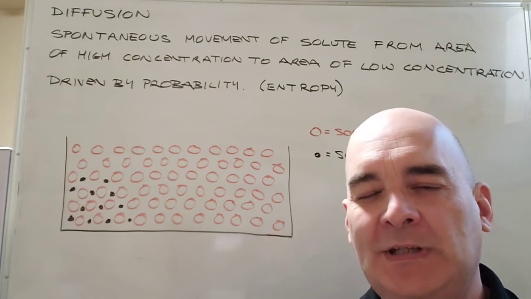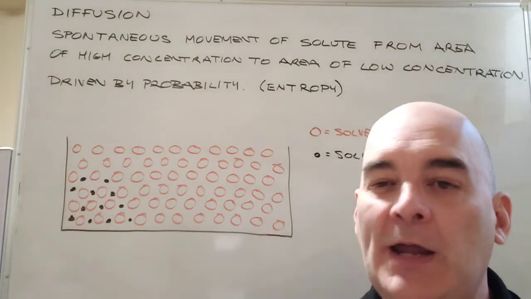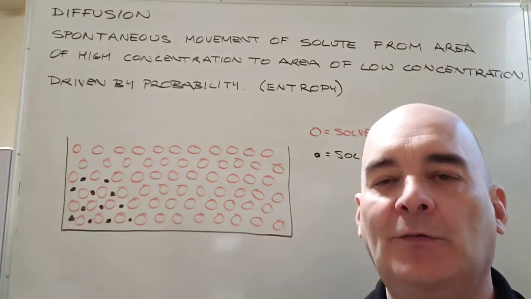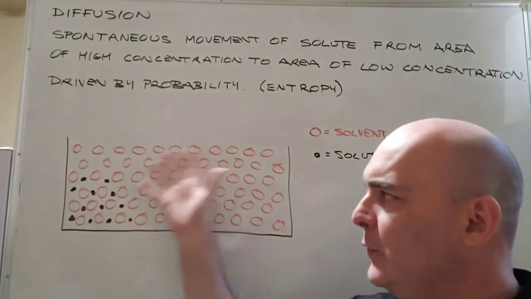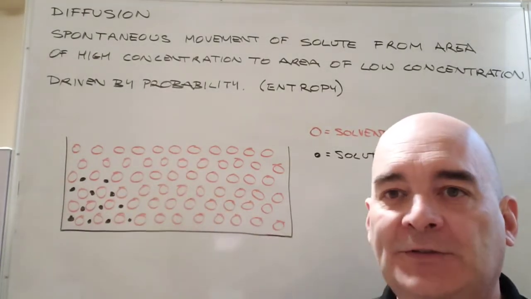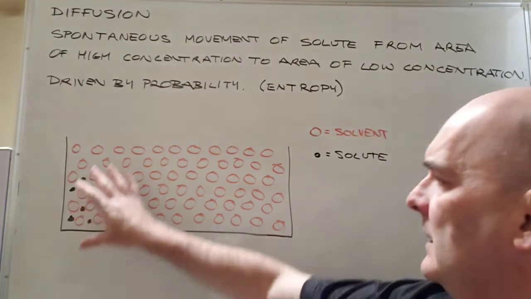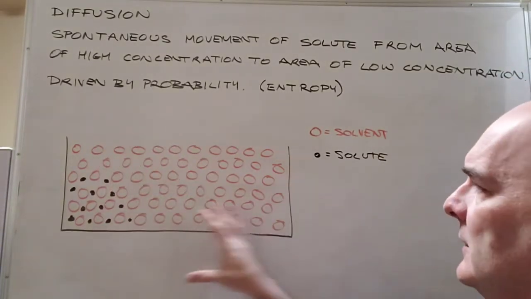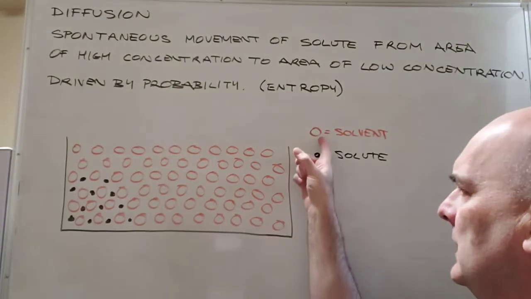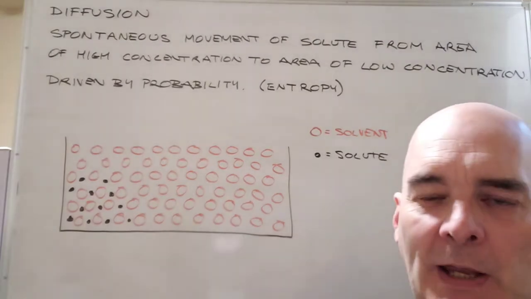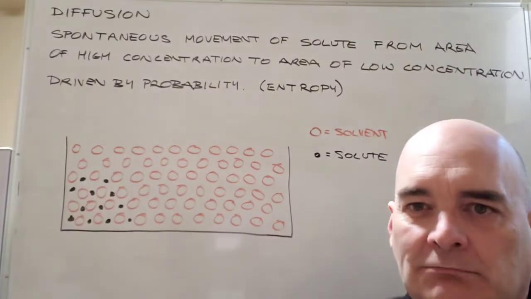Now, when we see this from the outside, it looks like something mysterious is happening and that something is driving this and that there must be some kind of energy involved with this motion. And outside of just the kinetic energy of everything moving at room temperature, that's all there is. Because what we're seeing is just simple probability. If we look at this container that contains water and a dissolved salt, the red circles are solvents, in our case water, and the black is solute, in our case an ionic solid.